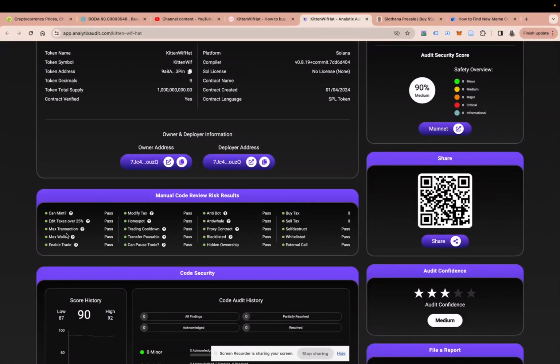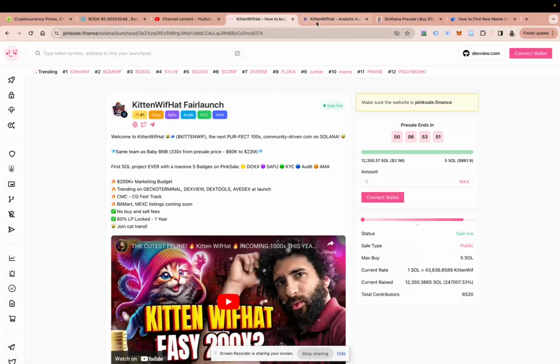So we can see here, you can check can mint, edit taxes, transaction speeds, wallet, modify tax, honeypot, because they can make it so that you can't sell the coin after you bought it. So this can check that, okay, it's not a honeypot, anti-bots. Yeah, so it's clear. This gives you more safety. So then you've got Safu on here.